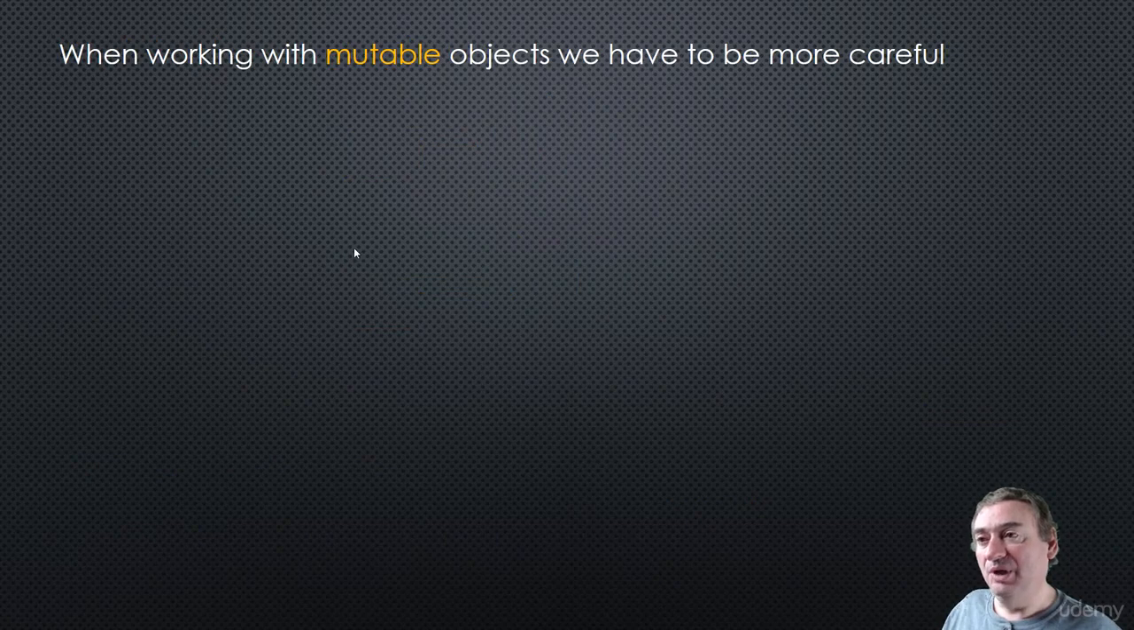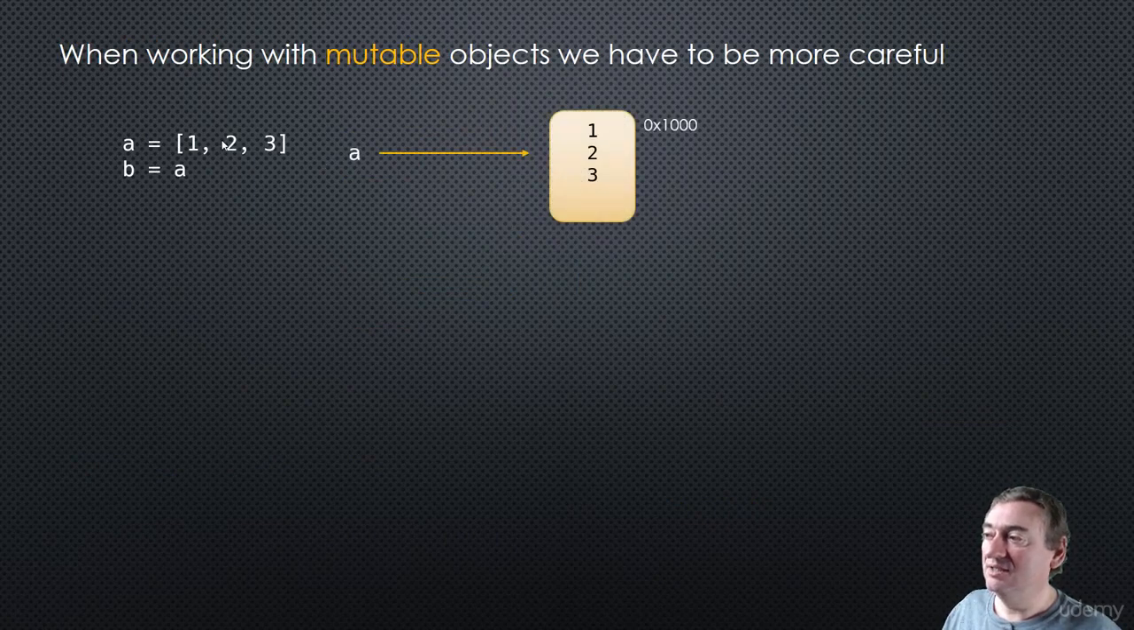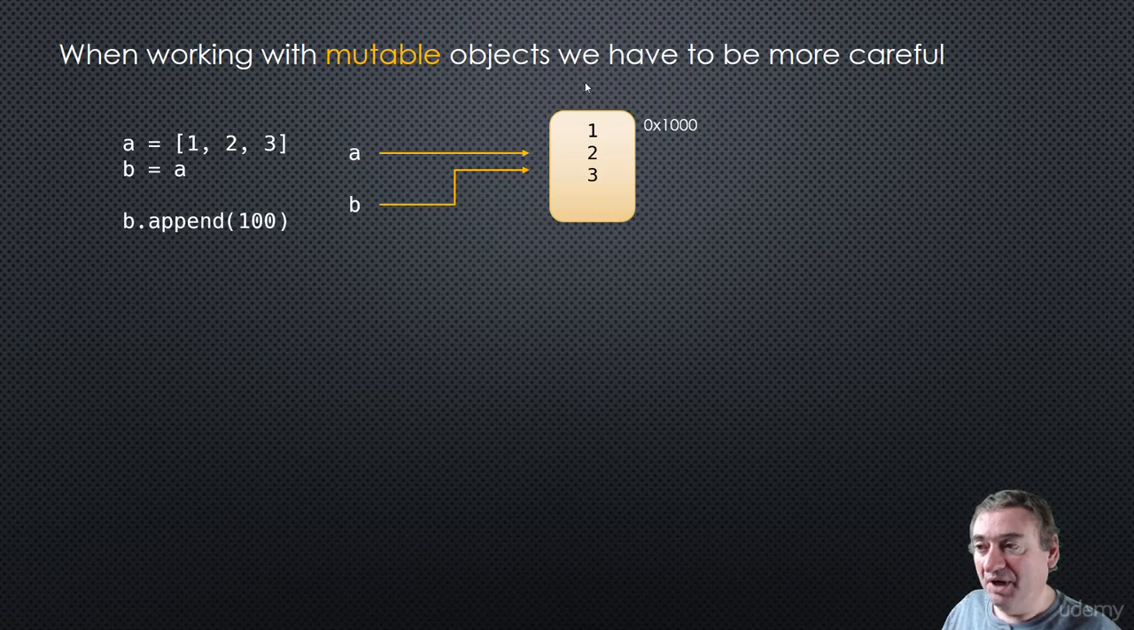Now, when working with mutable objects, you have to be a little more careful, right? So let's say we create a shared reference. So a is a pointer to this object in memory, the list 1, 2, 3 at some memory address, and we set b equal to a. Again, remember, this creates a shared reference. So b points to the same object as a. Now we have to be careful, because if we modify b, let's say we append 100 to b, well, we're going to append 100 to this object here. That happens to be the same one that a is pointing to.